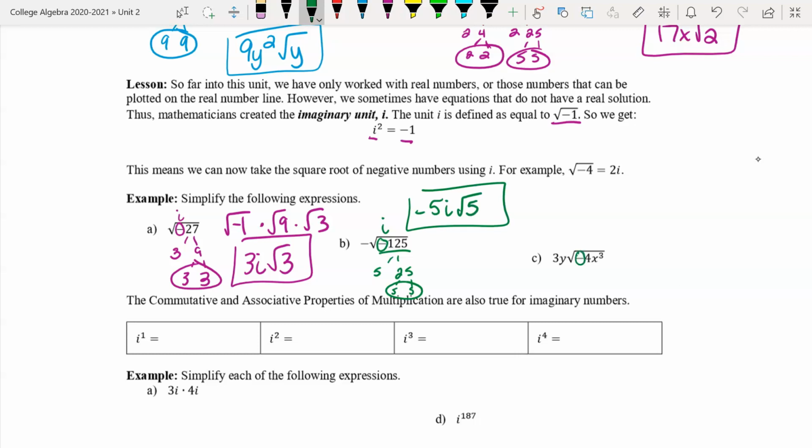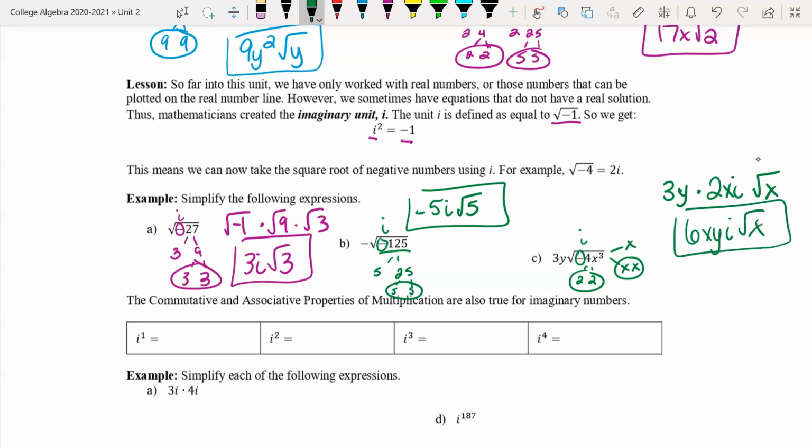Last one, negative is an i. Okay, I can make a pair of 2's out of that 4. I can make one pair of x's, and I have one x left over. So I'm going to take 3y times 2xi square root of x. So this becomes 6xyi square root of x. Again, the big difference here was nothing new. The only thing is now we can do the negative on the inside.